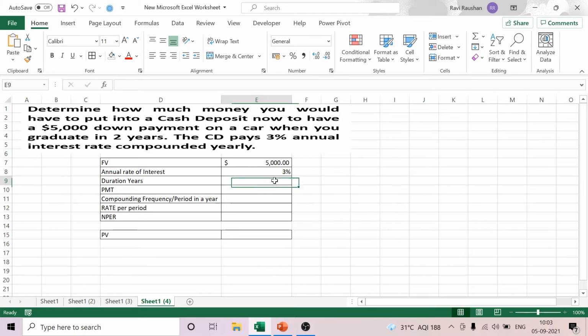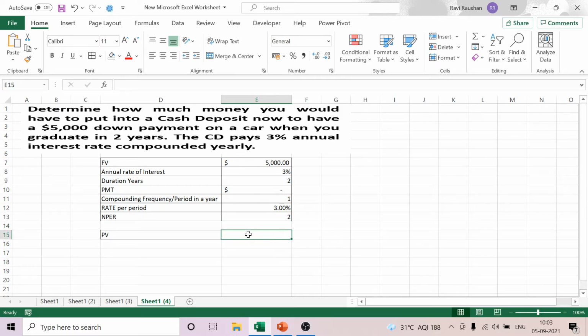Duration in years, it is 2 years. PMT is not mentioned, so it is 0, not required. Compounding period yearly. Interest rate, annual interest rate compounded yearly. Basically, now you don't need to calculate, but still I am doing it. It is 1. So if it is 1, your rate per period is same as the original because you are supposed to divide it by 1. But still I am doing it for the benefit. And NPR, of course, the number of years is your NPR because it is compounded annually.